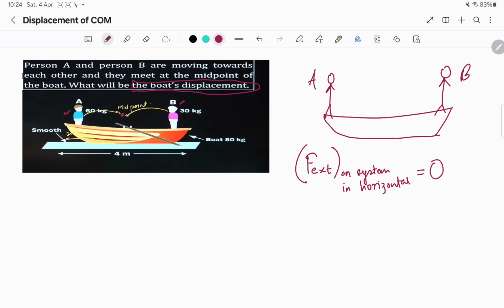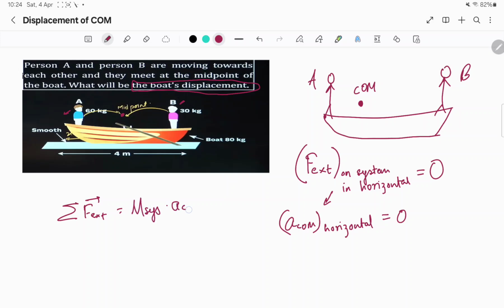Suppose the center of mass of this whole system lies somewhere here. If the external force is 0 in the horizontal direction, that means there is no acceleration of the center of mass. There cannot be any acceleration of center of mass in the horizontal direction. Why? Because we know that the sum of all external forces on the system equals mass of system into acceleration of center of mass. If this is 0, acceleration of center of mass is 0.